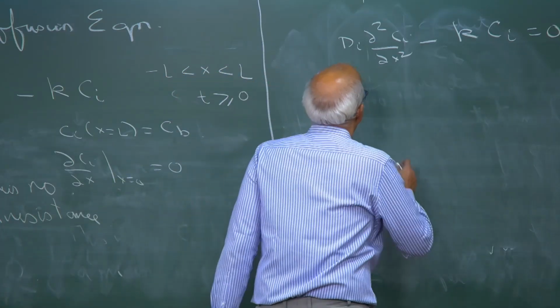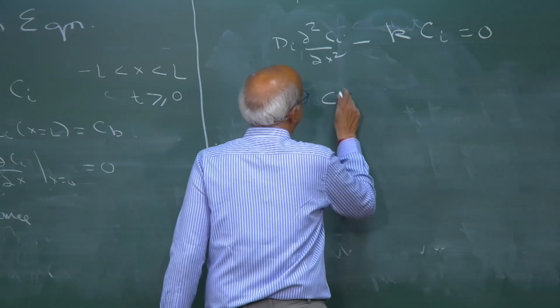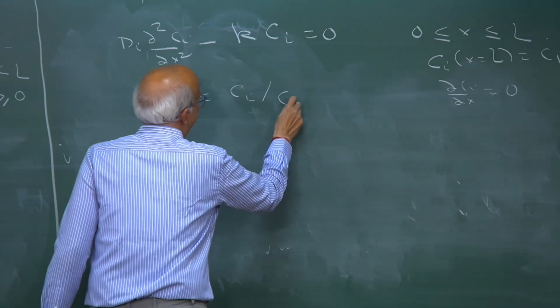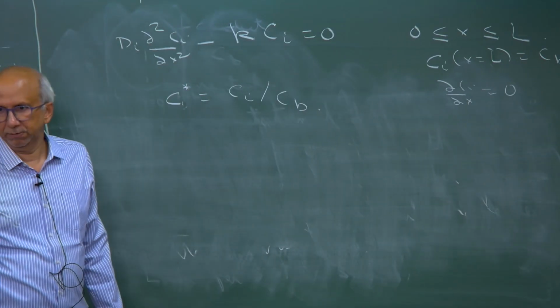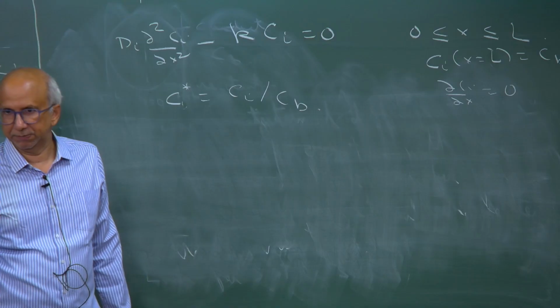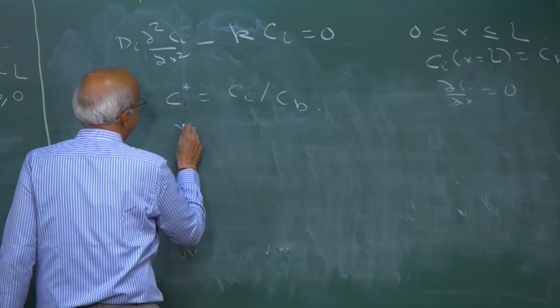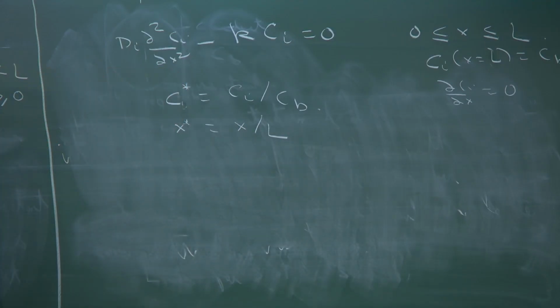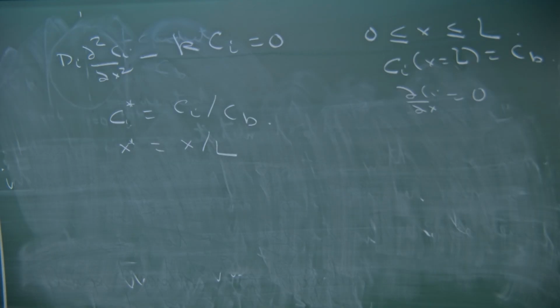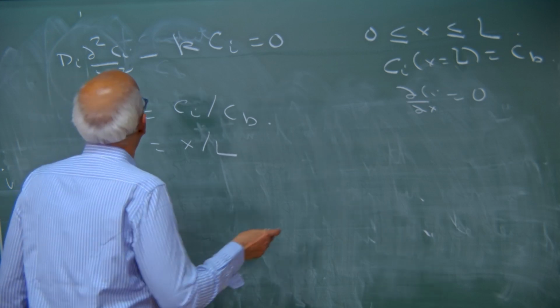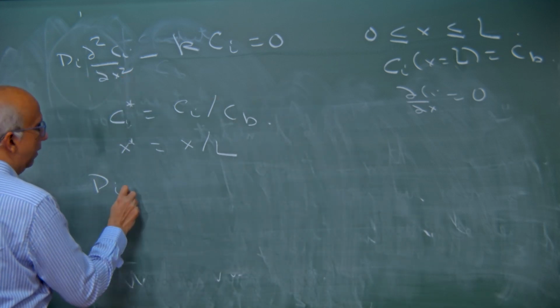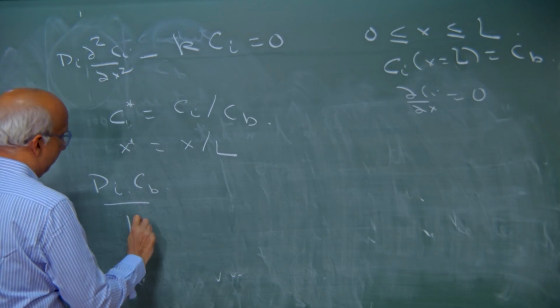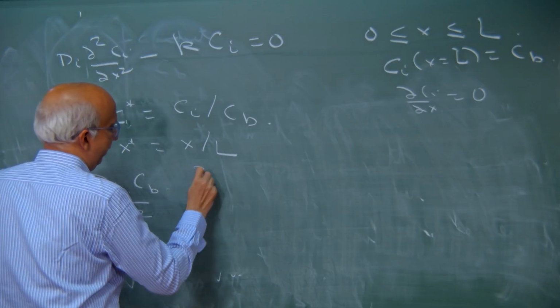So you make it dimensionless to get a ratio of two things. Now clearly C star is Ci divided by Cb, this is the only characteristic concentration. I use that for making it dimensionless, and X star is going to be X divided by L. Okay. I have only one independent variable, one dependent variable, and I have got my characteristic scales. So no confusion. And now, if I transform it, what do I get? Di times Cb times L squared, and I should make it C star, right.